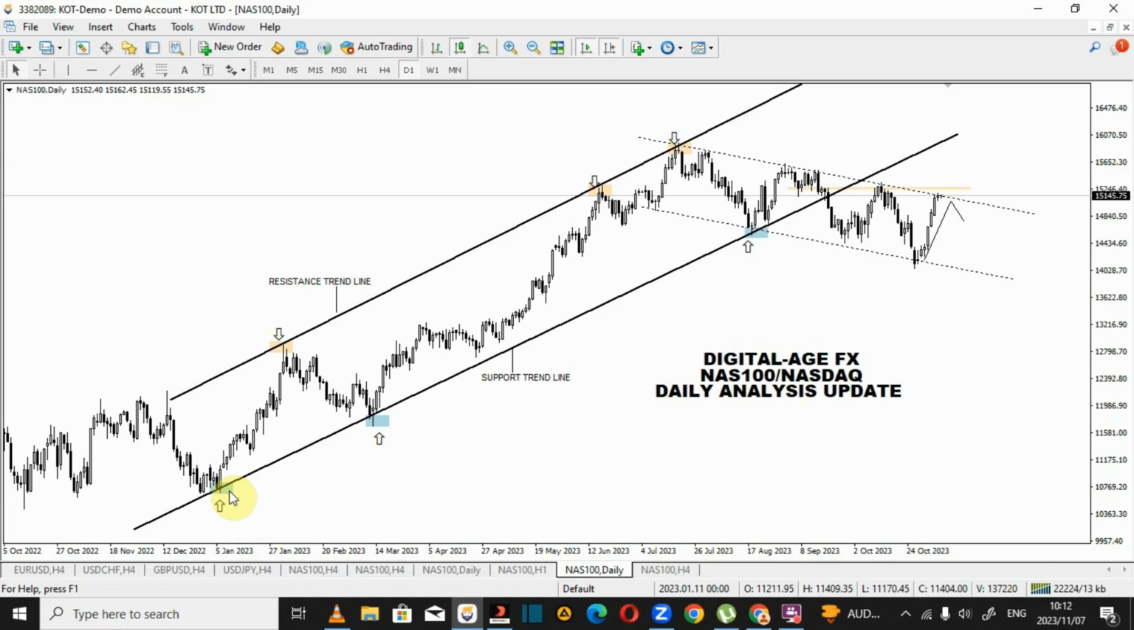A trend line consists of 2 points. As you can see, we've got our first point, our second point. So our third point becomes a good buy zone, a good buy level. So this is how it works.